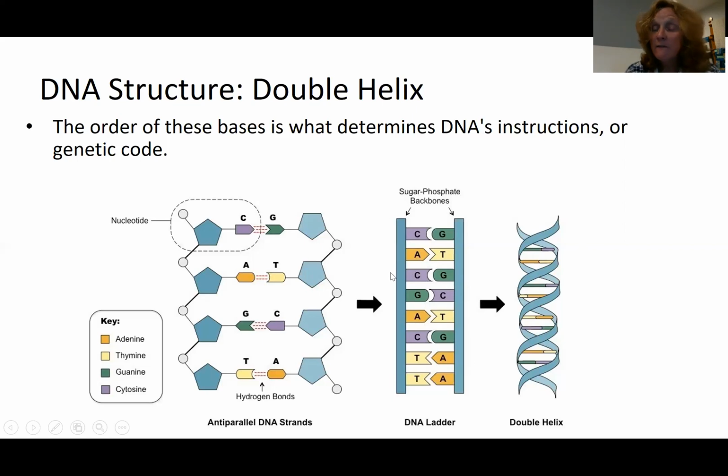This would be a visual of DNA. And we know it's DNA. Why? Because it has thymine in it. Remember? DNA has thymine, but RNA does not. We'll see in a second here. Okay. So the order of these bases determines the DNA's instructions or the genetic code.